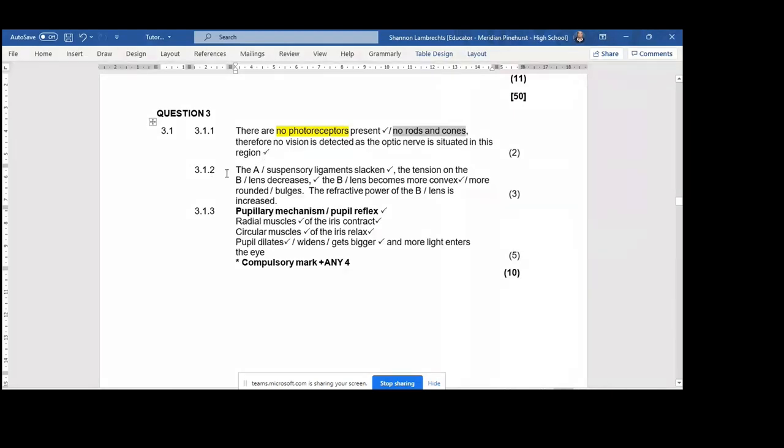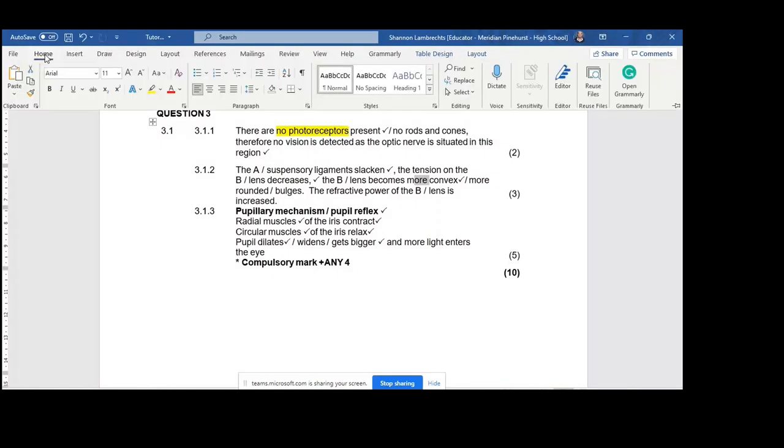And in 3.1.2, remember I asked you to label A was the suspensory ligament, so you can say A will slacken. So that's quite important to remember there, that the suspensory ligament slackens, and then the tension on the lens will decrease, and therefore the lens becomes more convex and more rounded, and therefore the refractive power of the lens increases, and that is 3 marks over there. Okay, if there's anything that's unclear, please let me know, guys. I'll be happy to go over it again.